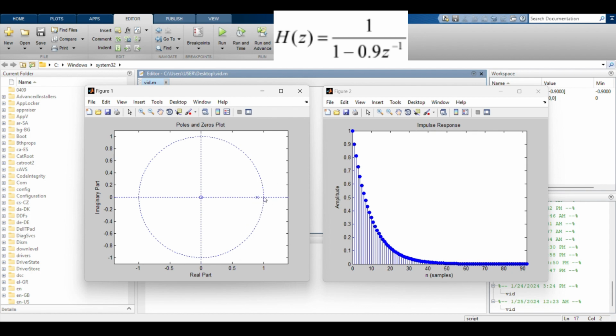If we now look at the impulse response graph, we can see that it is decaying. That is finite, which means it is stable. The impulse response is showing stable. For reference, you can look at the given chart.